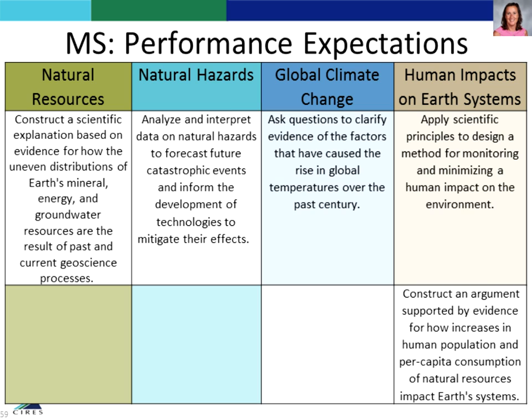And then moving on to human impacts on the Earth systems, we're progressing to being able to apply scientific principles to the design process to monitor and minimize human impacts on the environment, and to constructing arguments. So here's, I think, the first time the word argument is really used, and we're going to see that word a lot as we move through the performance expectations for middle school and for high school. So those arguments, of course, have to be supported by evidence for, in this case, how increases in population and the consumption of natural resources impact Earth systems.